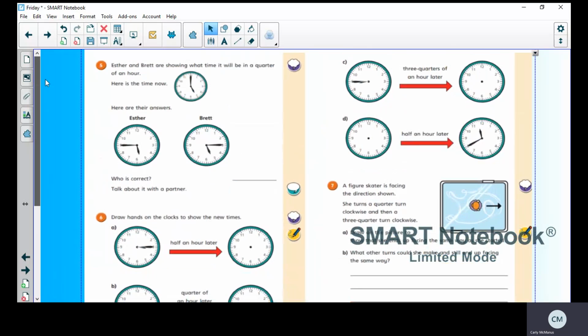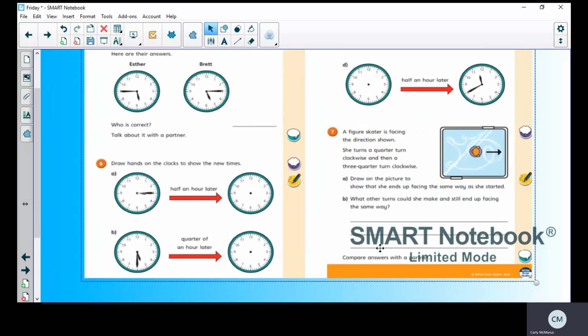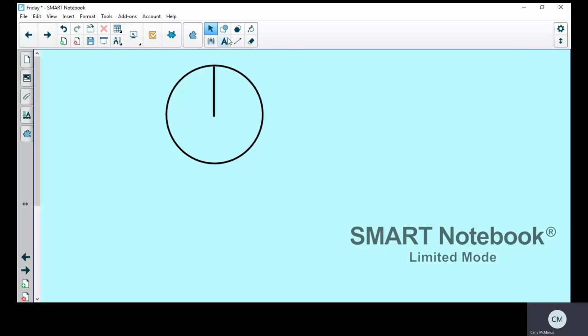Now, this page, you don't all have to do. You can just have a go if you want, because it's a bit trickier. But I definitely want you to do all up to question 6, okay? Just remember what I showed you on here.